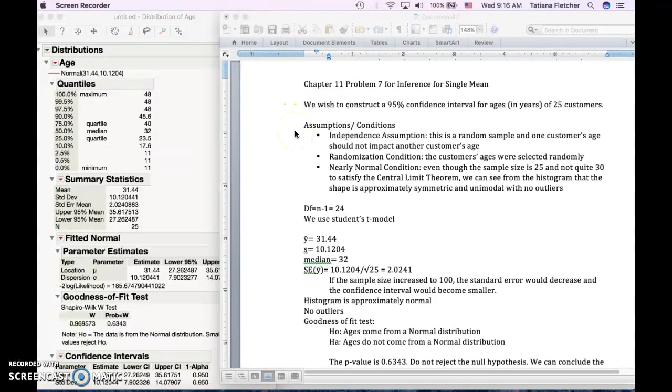The independence assumption is satisfied because this is a random sample and one customer's age should not impact another customer's age. The randomization condition is also satisfied because the customers were randomly selected.